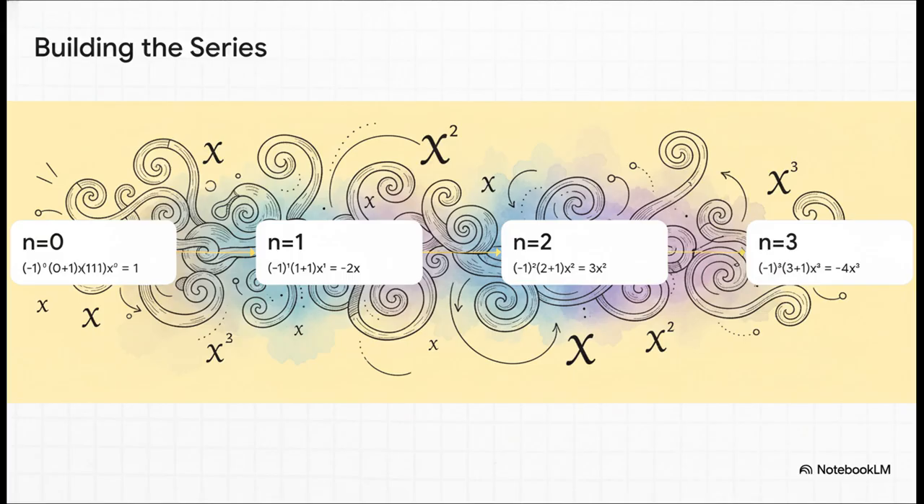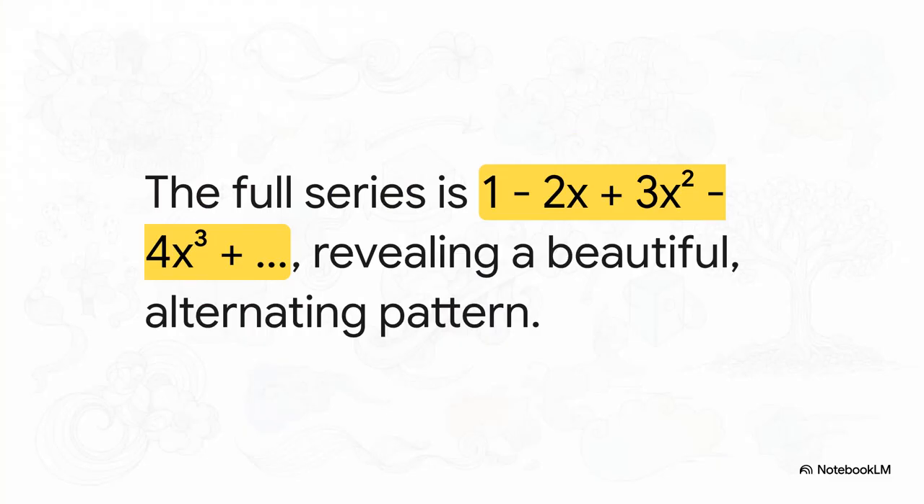At n equals 0, we get 1. For n equals 1, it's negative 2x. At n equals 2, a positive 3x squared. And for n equals 3, negative 4x cubed. Look at that. It's this beautiful, clean, alternating pattern of integers. And there we have it. The full series expansion is 1 minus 2x plus 3x squared minus 4x cubed and so on forever. We just took another function that looks kind of complicated and turned it into a simple, infinite polynomial.